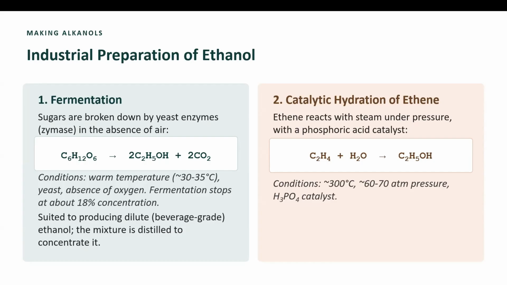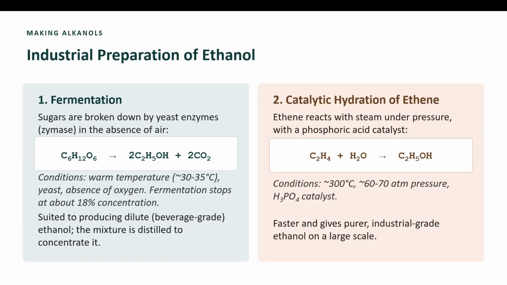If you use any of these acids in this reaction, at high pressure, you can see that the pressure will be in the neighborhood of 60 to 70 atmospheres. That's quite high. Then the temperature will be 300 degrees centigrade. With these conditions, you will convert your ethene and water to ethanol by a process known as hydration. Now, if you look at these two conditions, you can tell the advantage of this catalytic hydration as compared to fermentation.